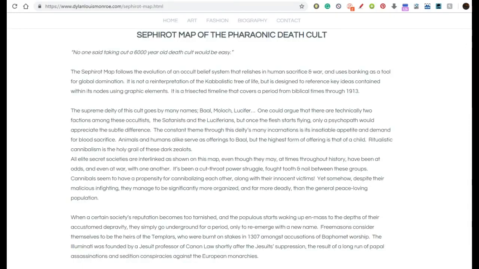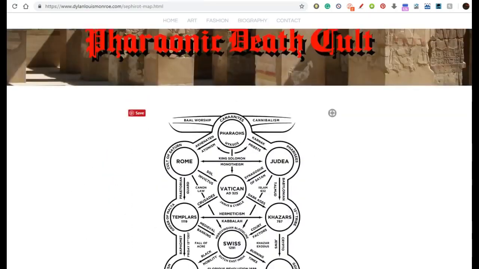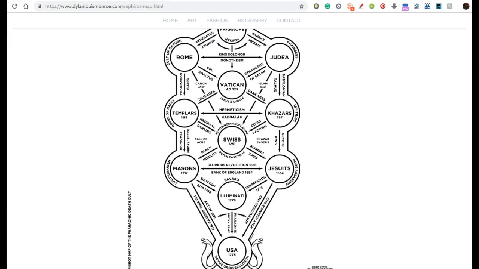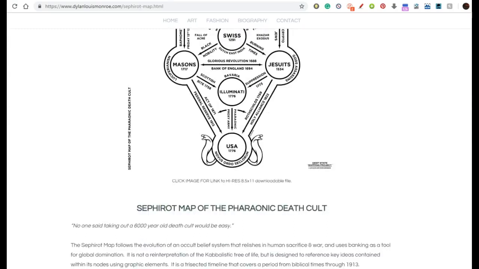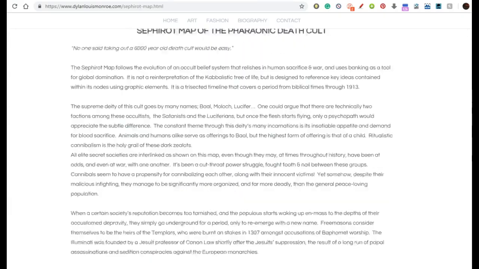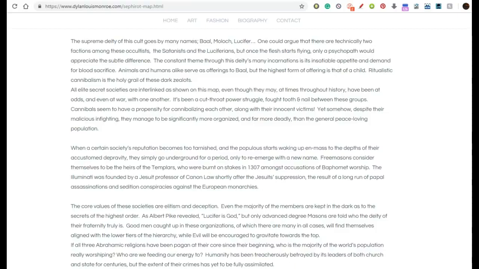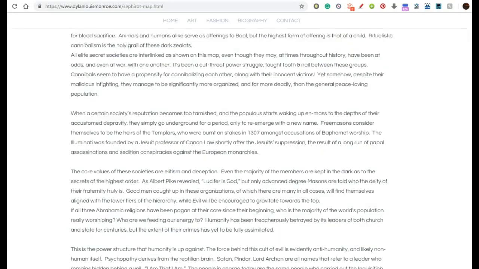Jumping back to the introduction, it's really important for me to say that this is not a reinterpretation of the Kabbalah tree of life. It's designed to reference key ideas within the nodes graphically. That's why it's the shape of the Sephirot, but it's not a reinterpretation. I'm not even a student of Kabbalah or any other type of New Age tree of life teachings. I just study history pretty much. I study the religion some, but I don't get into learning the different religions, because I'm not trying to become it.